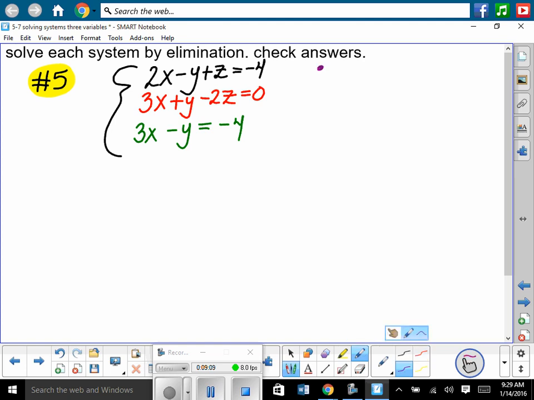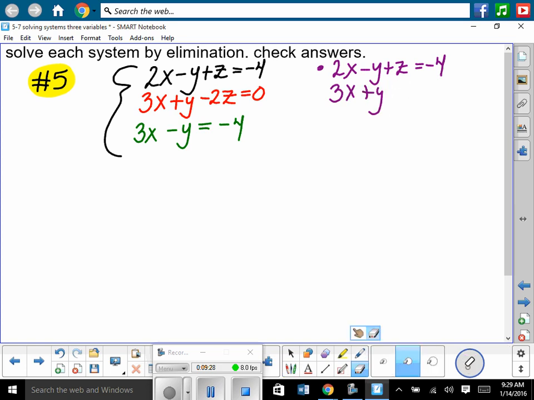So every problem you can all attempt differently. So you guys are saying, okay, the y's will be easy to eliminate. And you're right, they would. So I'm going to take the top equation, 2x minus y plus z is equal to negative 4, and my middle equation, 3x plus y minus 2z is equal to 0.